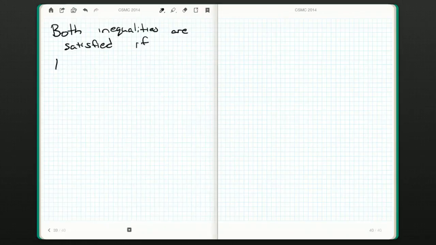So both inequalities are satisfied if 1 is less than n is less than (3 plus root 13) over 2, or if (3 minus root 13) over 2 is less than or equal to n is less than 0. Okay?